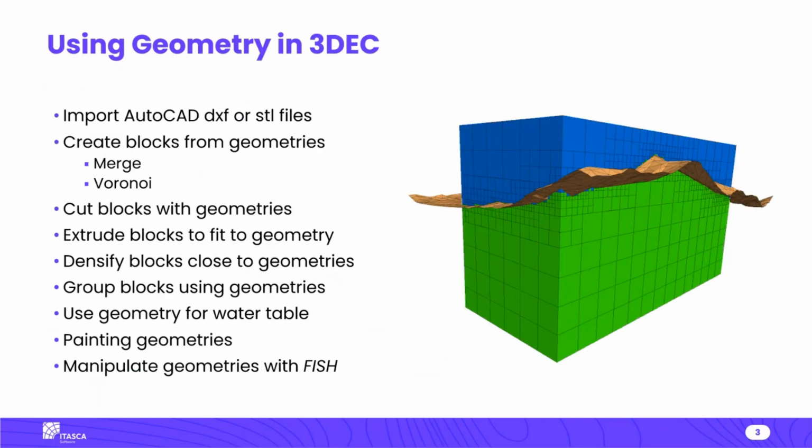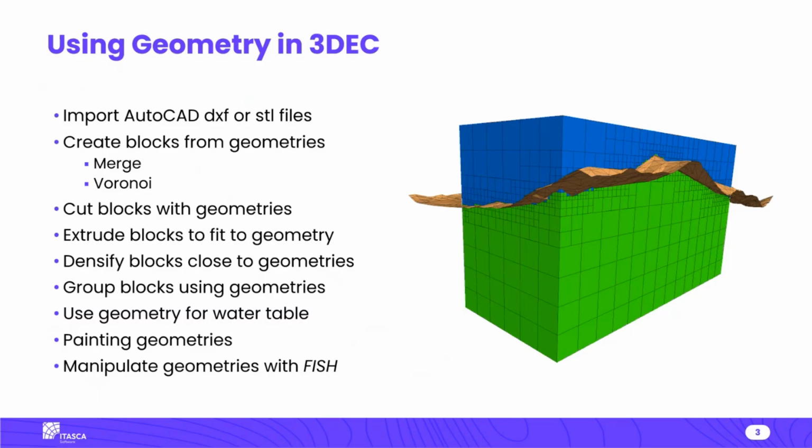So, things you can do with geometries. You can import an AutoCAD DXF or an STL file; these are the formats that are currently supported. You can use this to create blocks. If you have a nice closed surface, you can fill it with blocks or even zoned blocks, which is something you would do in, say, Griddle. You can cut blocks with geometry, so if you import some surface, you could use that to cut through the blocks.